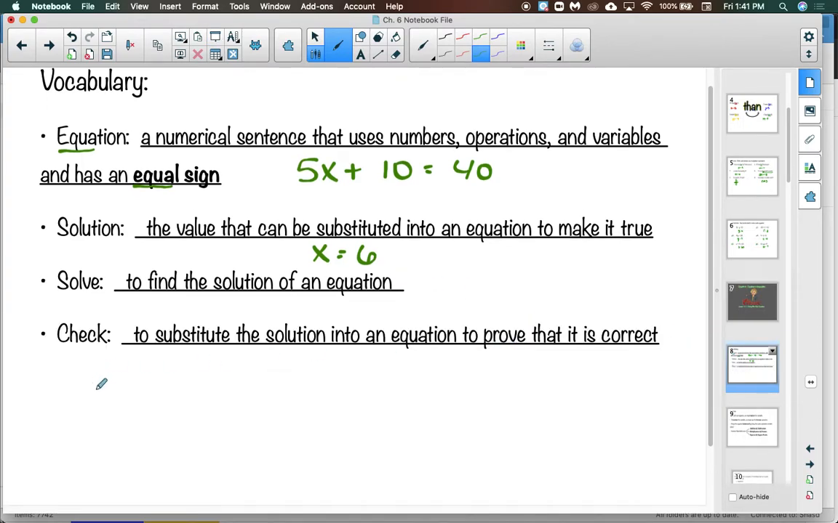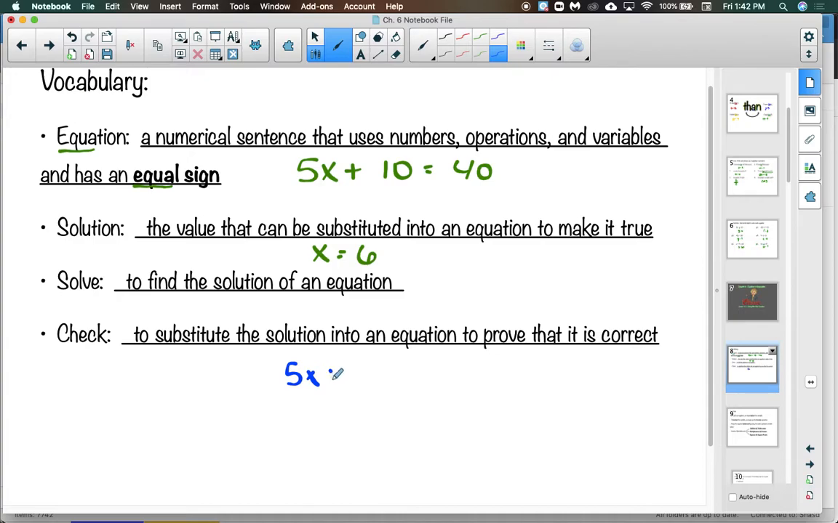Last vocab word is check. Check is a really important word. Check means, it's another verb, it means to substitute the solution into an equation to prove that it's correct. So let me show you an example of a check. We're going to do lots of these, but I'm going to check my solution here, x equals 6, in my equation 5x plus 10 equals 40.